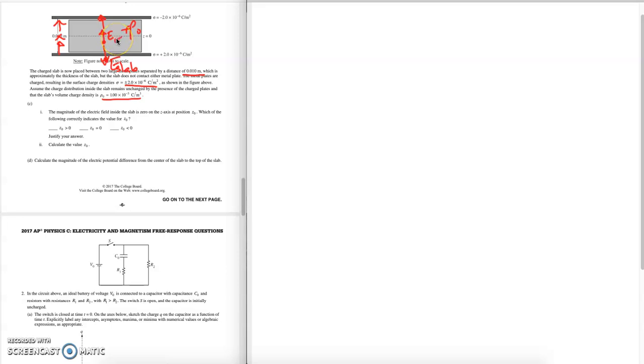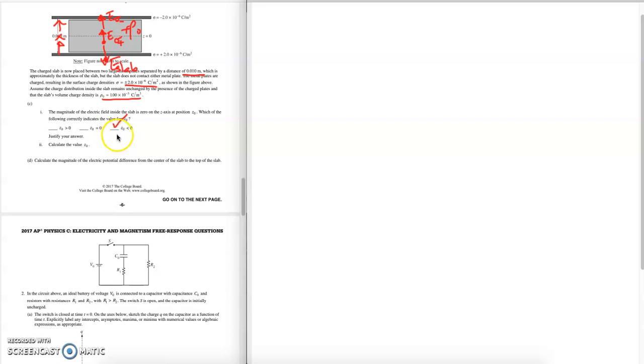Let's see, let's call this E from sigma plus, and this guy is going to be E from sigma minus. And at some point, all of these electric fields are going to cancel out, which is an indication that z naught is below the middle here. It's towards the positive plate.